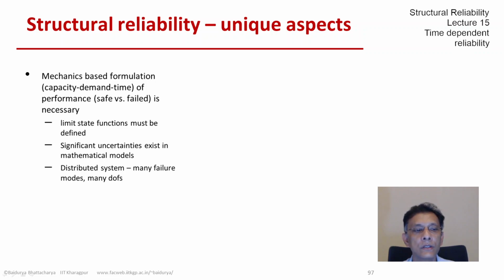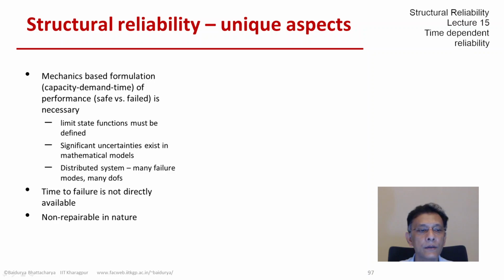There could be uncertainties in the mathematical models. The systems are distributed in nature, and there are generally more than one failure mode, with many degrees of freedom to describe my system. So all of this causes the time to failure not to be directly available, not to be directly measurable. As we saw in the previous example involving the cantilever beam, it can only be measured indirectly once we know the mechanics of the problem and the time properties of the loads.